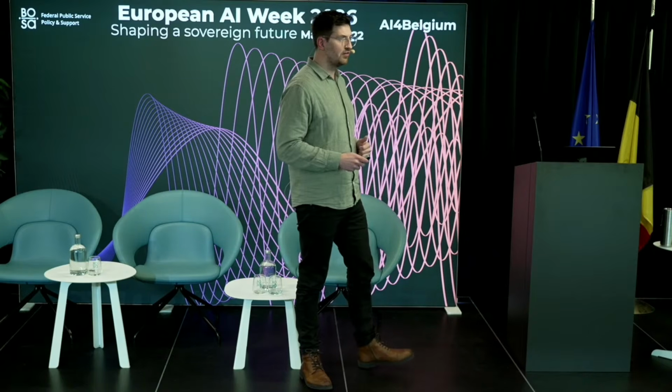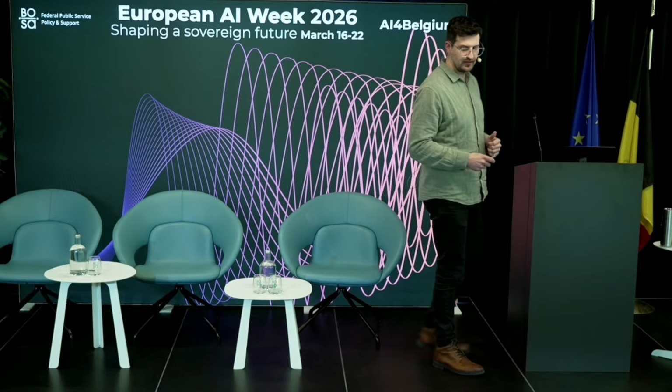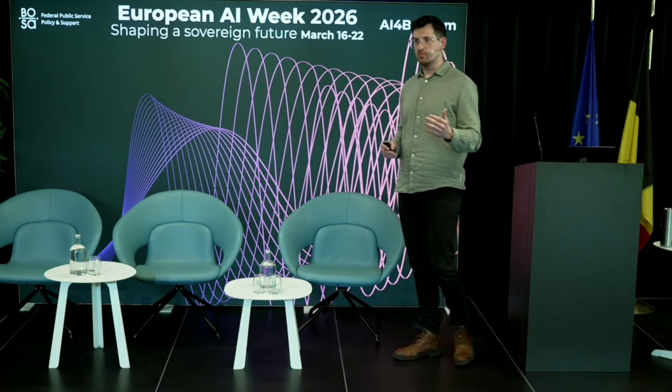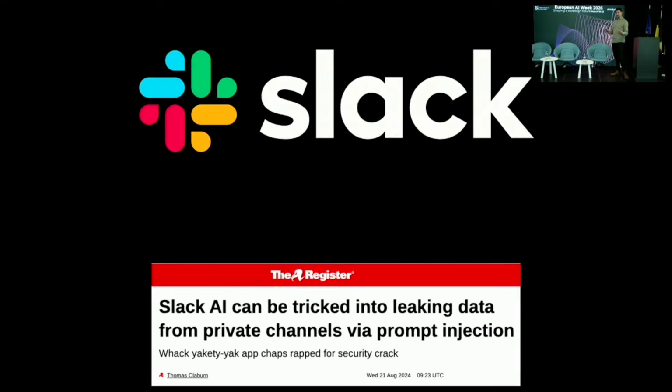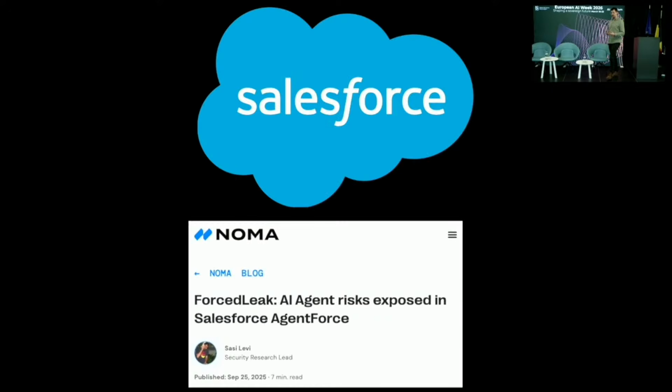First, let me start off with a couple of headlines. This is Microsoft's Copilot, their flagship AI product. It was leaking sensitive data of their users. This is Slack, a very popular corporate messaging platform, again, leaking sensitive data that was hidden in private channels of their users. And then there was Salesforce, the #1 CRM in the world, playing very big on the AI agent game, again, leaking sensitive data to their AI agents.